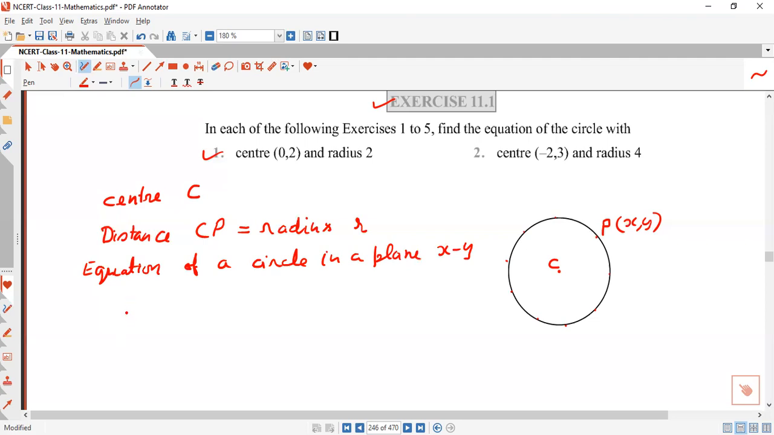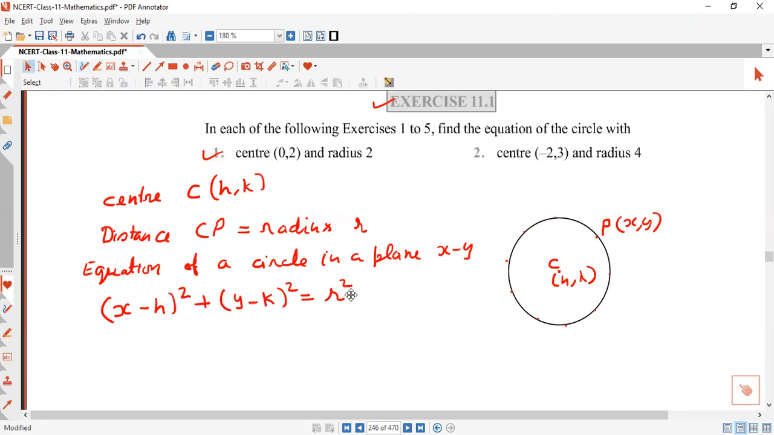So what is the standard equation? The center of the circle is h comma k, the coordinates. The formula of the equation of a circle in a plane is x minus h whole square plus y minus k whole square equal to r square, where h comma k is the coordinate of the center and r is the radius of the circle. So class, this is the concept we are going to use in this question.